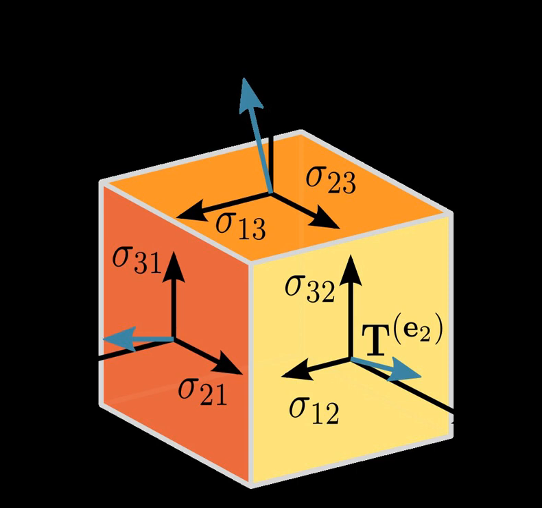That is, the components (Tv)^i are given by (Tv)^i = T_j^i v^j.